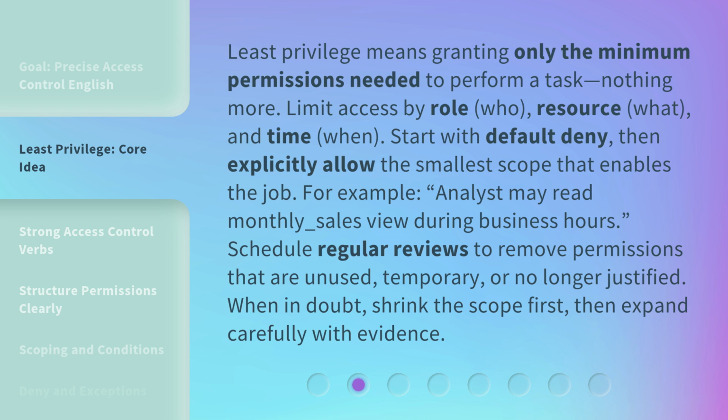Least privilege means granting only the minimum permissions needed to perform a task, nothing more. Limit access by role, who, resource, what, and time, when. Start with default deny, then explicitly allow the smallest scope that enables the job. For example, analyst may read monthly_sales view during business hours. Schedule regular reviews to remove permissions that are unused, temporary, or no longer justified. When in doubt, shrink the scope first, then expand carefully with evidence.